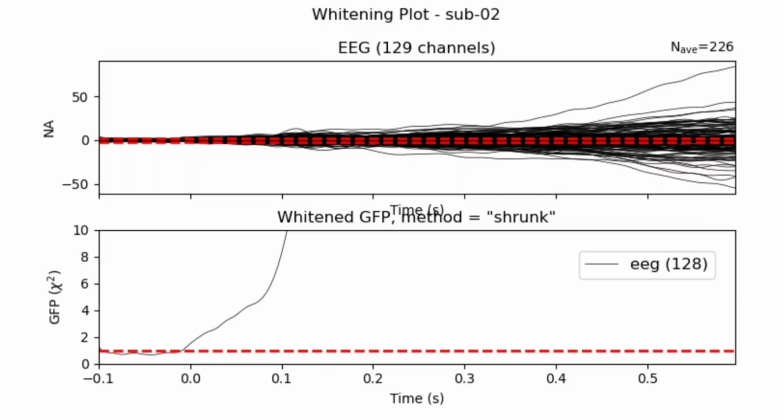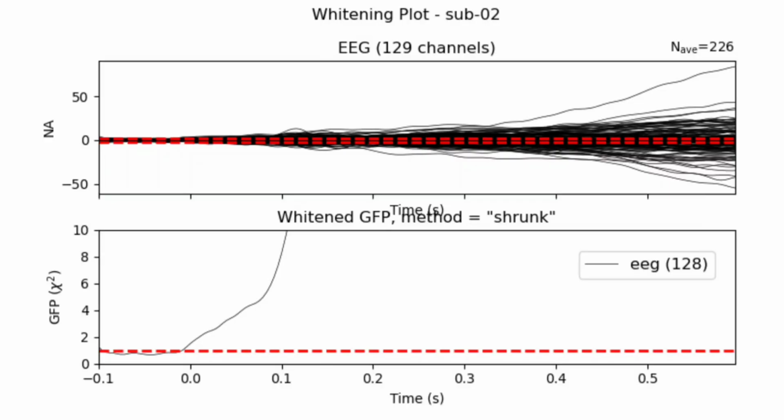Bottom panel, whitened GFP. This is the most important part. The global field power, GFP, is a single number that summarizes the overall signal strength across all channels at each time point. What a good plot looks like. During the baseline, before zero, the whitened GFP should hover right around the red dashed line at a value of 1. This is the mathematical proof that your noise model is accurate. After the stimulus, after zero, the GFP should jump significantly above 1. This jump is your signal-to-noise ratio in action.